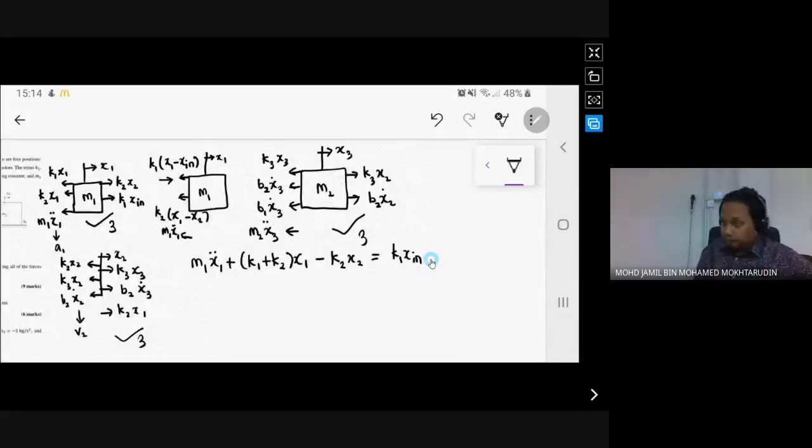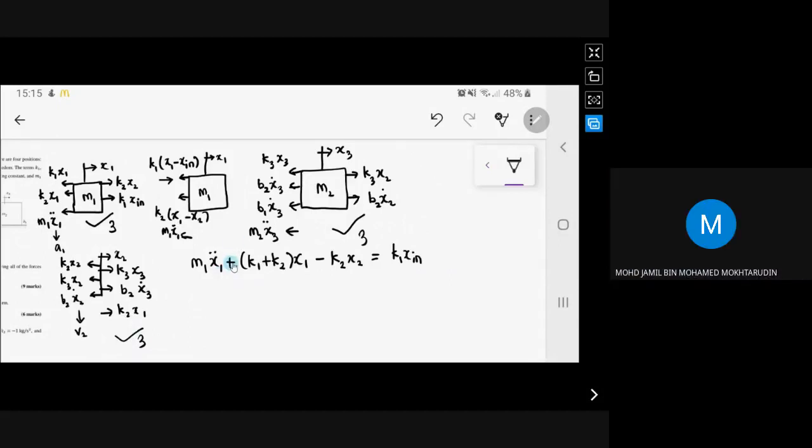And then you can write in X2, 3 marks also. Okay, so after you write in terms of time, then you can convert into frequency.